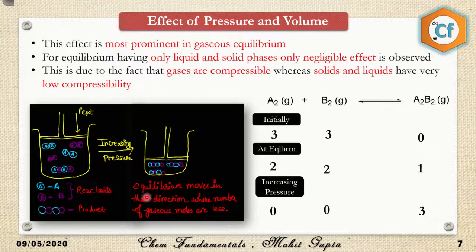So in this case we can say that equilibrium moves in that direction where the number of gaseous moles is less. Here we have 1 mole, and here we have 1 plus 1, 2 moles. So on the reactant side we have 2 moles of gaseous molecules, whereas on the product side we have 1. So on increasing the pressure, volume decreases, and as the volume decreases the equilibrium moves in that direction which has fewer gaseous molecules, so that they can occupy a lesser amount of space.